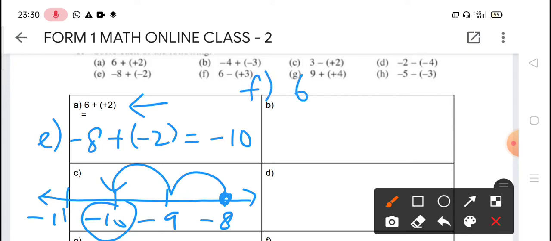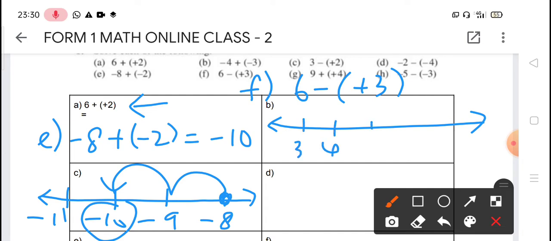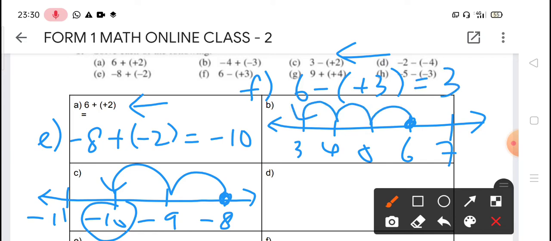So now we do F. F is 6 minus positive 3. We get the number line here: 3, 4, 5, 6, 7. Minus positive. Remember, minus means the opposite way, so we should move to the left 3 steps. Start from 6, move to the left 3 steps, 1, 2, 3. So we get 3. This is the answer and solution using the number line for questions E and F.